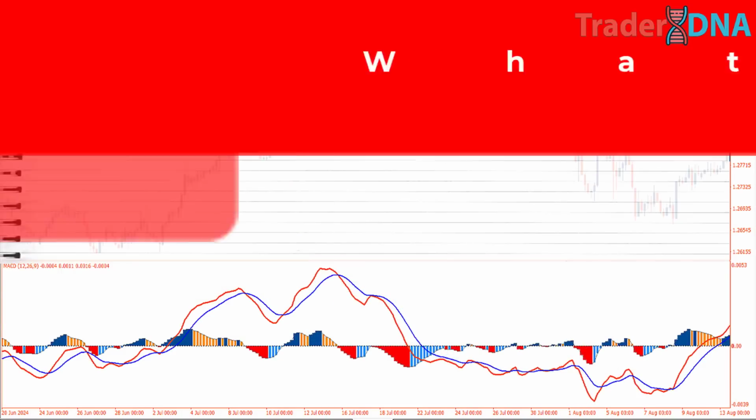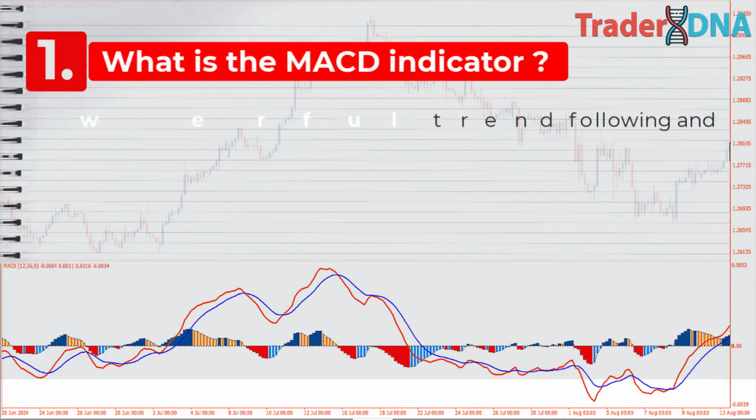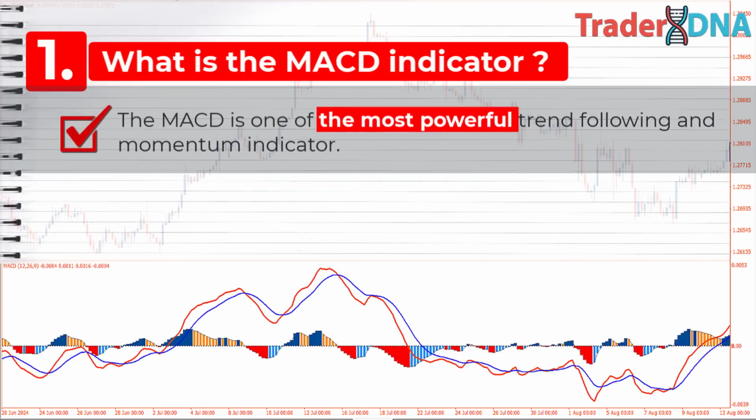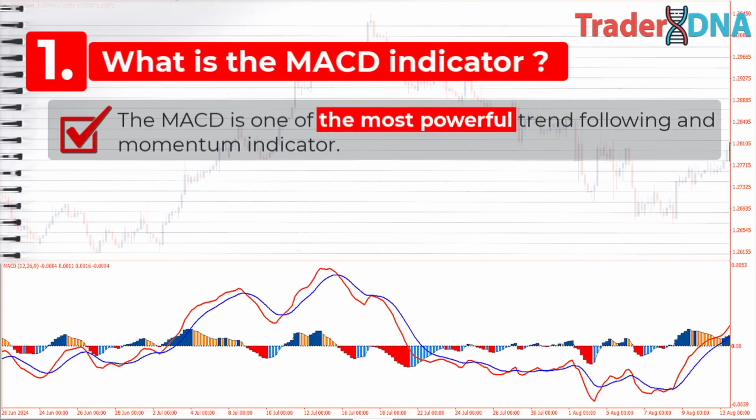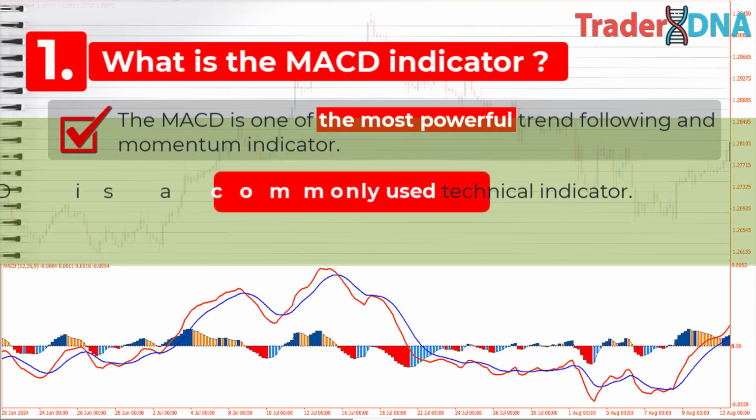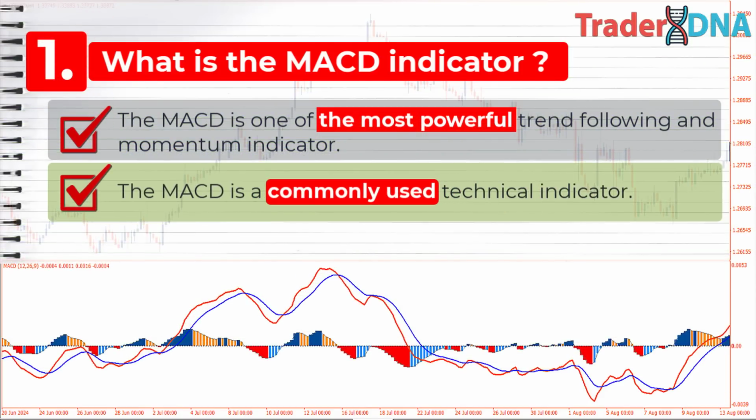What is the MACD indicator? The MACD is one of the most powerful trend-following and momentum indicators. The MACD is a commonly used technical indicator. As stated, the acronym stands for Moving Average Convergence Divergence. In simple terms, a trend-following indicator helps you to determine the overall direction of the market, whether it is bullish divergence or bearish divergence. On the other hand, a momentum indicator seeks to determine the speed of the trend.